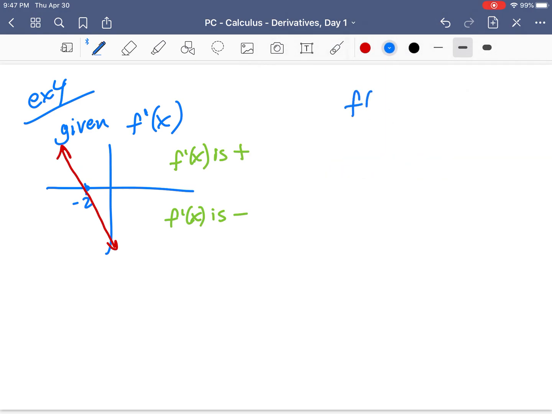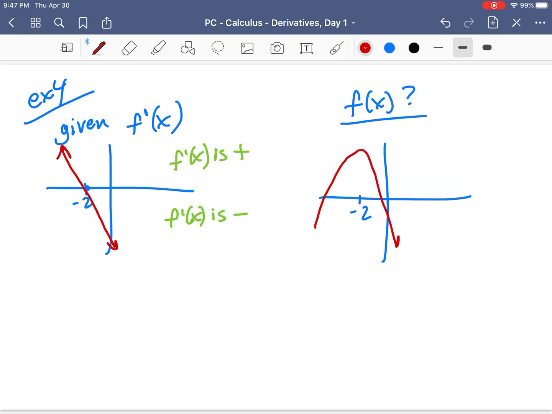So if I try to graph the original, what does that look like at -2? All I would know is that I had to be increasing before -2, and then after -2 I had to be decreasing. And my slope at -2, my tangent line, has to be 0 right there. Okay? All right, so that graph could look like that, or maybe it could look like this. It could be down here. There's no reason to say it can't be down there. All right, so some kind of parabola most likely.